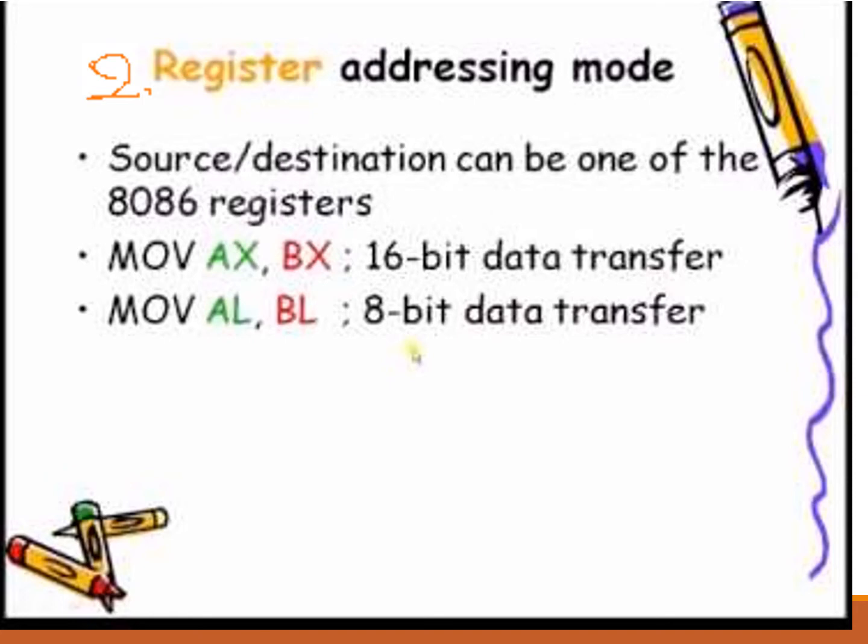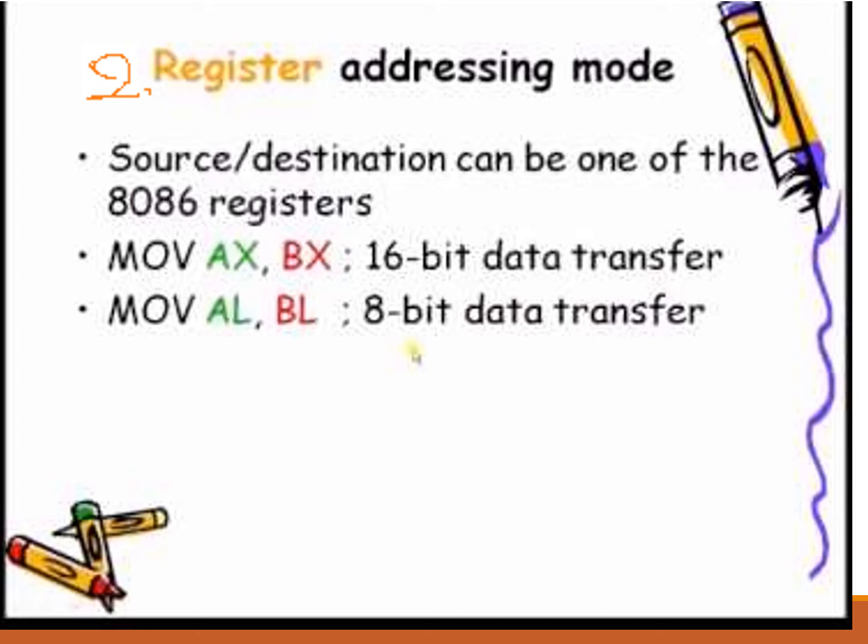Next, the second addressing mode is register addressing mode. The register addressing mode indicates the source operand. If you compare this with the previous one, immediate addressing mode, in immediate the source operand must be immediate data. But in register addressing mode, the source operand must be a register itself, one of the registers, because we have a total of 14 16-bit registers available in the 8086. Out of those, 4 are general purpose registers. So you can choose any one of the general purpose registers, or of course a pointer or index register, as the source operand.